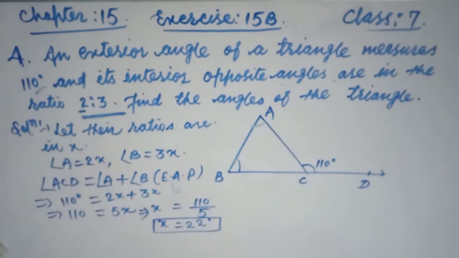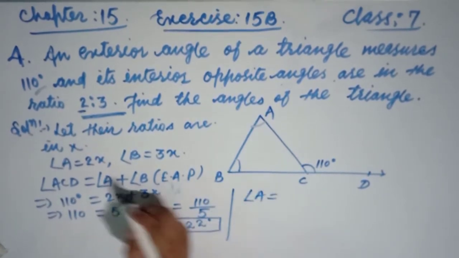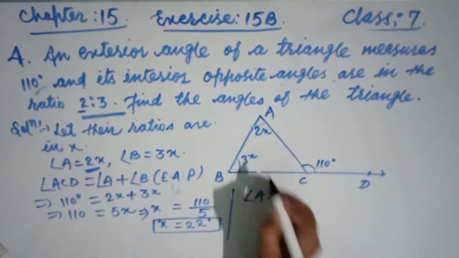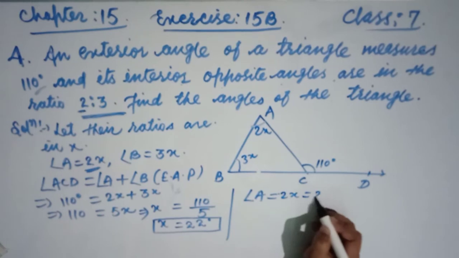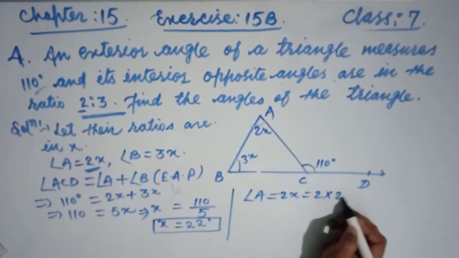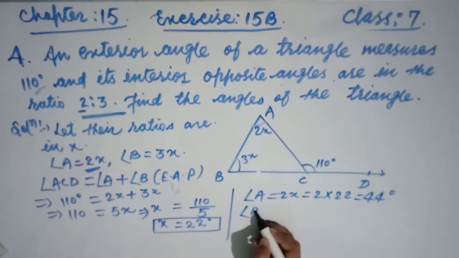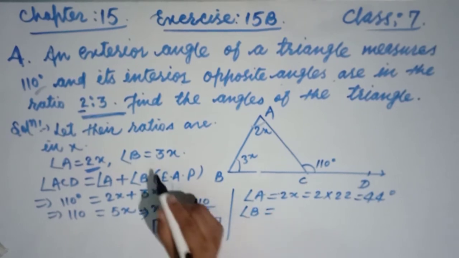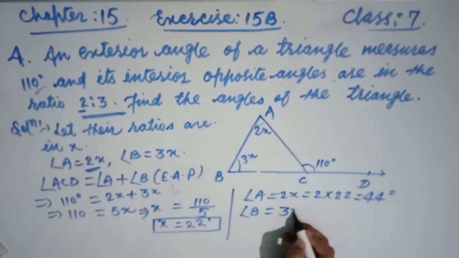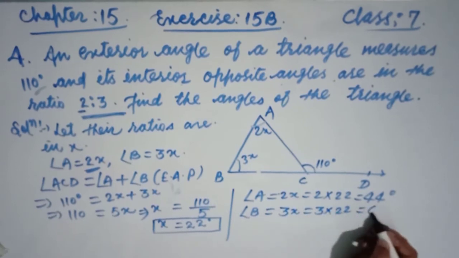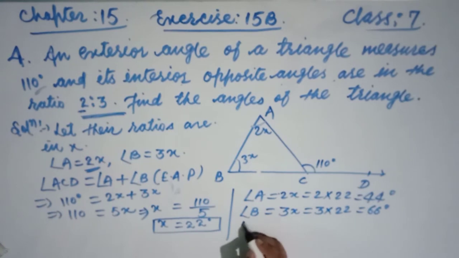Then we now see, therefore angle A is equal to 2x. So this is 2 into x, 2 multiplied by the value of x, which is 22, this is 44 degrees, the first answer. Angle B is equal to 3x, 3 multiplied by the value of x, which is 22, this is 66 degrees. Now angle C friends, how can we find angle C?